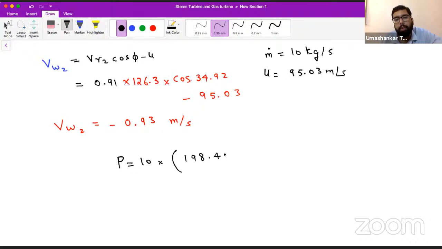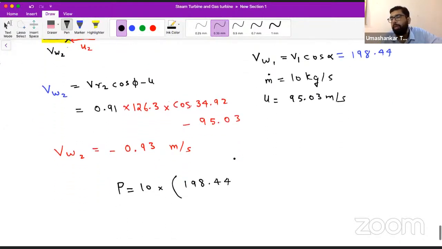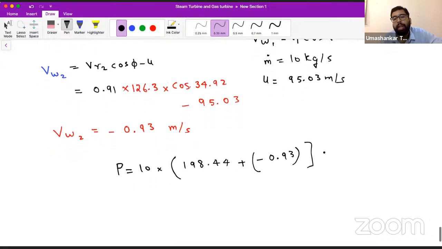We have already calculated the VW1, so VW1 is equal to 198.44. Plus VW2. VW2 is 0.93 with a minus sign. So place it as you have solved it, as you have found it. Okay, so we directly have to calculate the power. So we are multiplying it with 95.03.